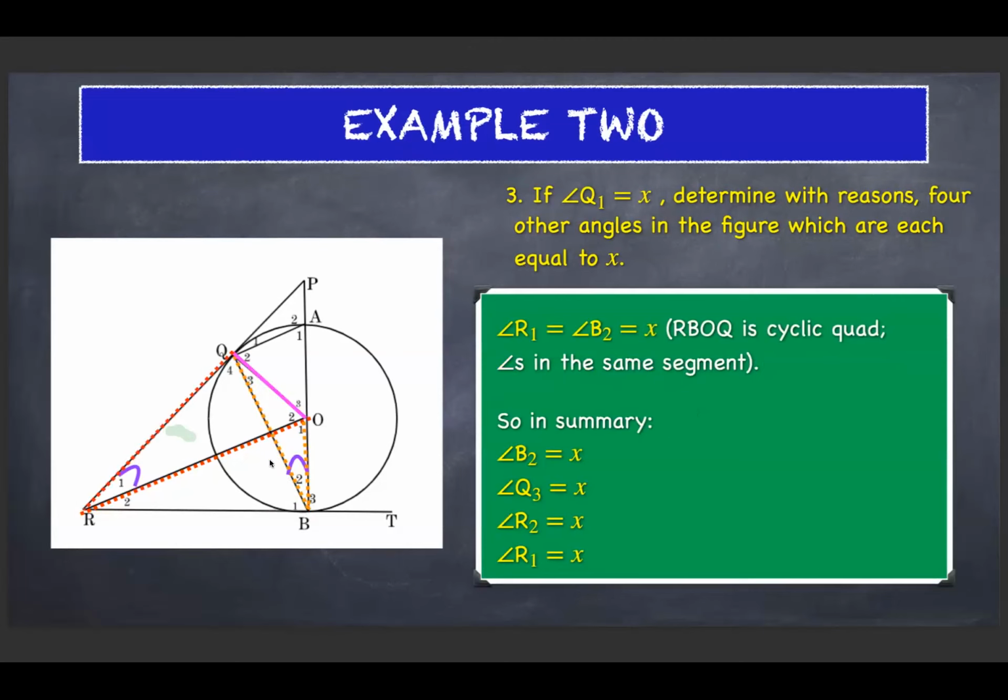In this case, we can use angles in the same segment again. This time we use OQ here, right? So then we look at the angle it subtends. It's going to be R1. But it also subtends B2, and we already know that B2 is X, and so we get that R1 is also equal to X. So in summary, we've got B2 is going to be X, Q3 is going to be X, R2 is going to be X, and we've also got that R1 is going to be X.